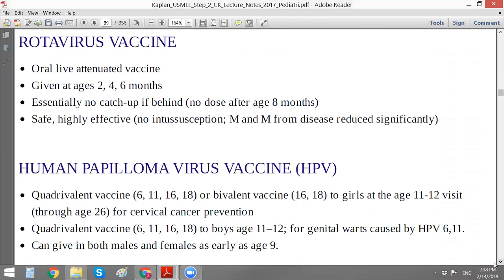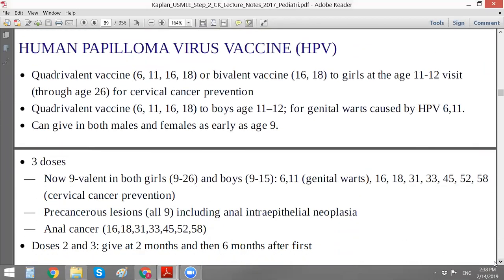Rotavirus: oral live attenuated vaccine given at ages 2, 4, and 6 months. Essentially, there is no catch-up if behind, so no dose after age 8 months. So, we don't do the catch-up. Okay, 2, 4, and 6 months rotavirus vaccine. It is safe, highly effective, with no intussusception, and morbidity and mortality from disease is reduced significantly. We have to remember this about rotavirus: no intussusception, and M&M from disease reduced.